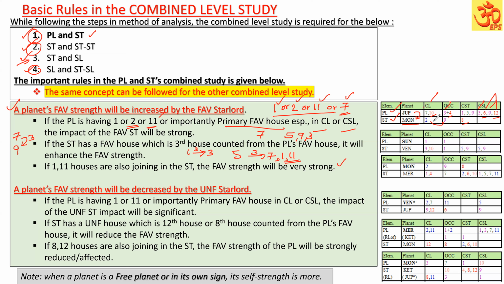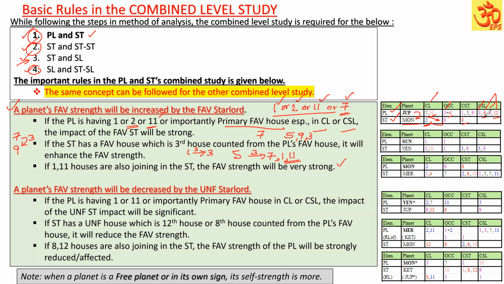You do the combined study: 7th lord in the star of a planet, the second lord occupying the 9th house. So now you can see the 7th house is increased by the 9th house, the occupying house in the star lord. So this is increasing. The third house counted from the favorable primary house, especially in the CSL, is there. And also the second level planet, the star lord, is also having an important house, the second house. This combination is improving the planet's favorable significations by this 2 and 9. I hope you have understood.